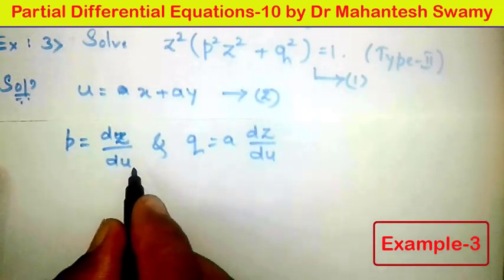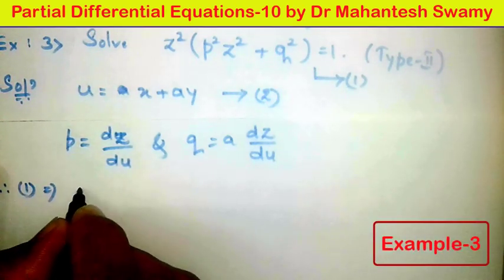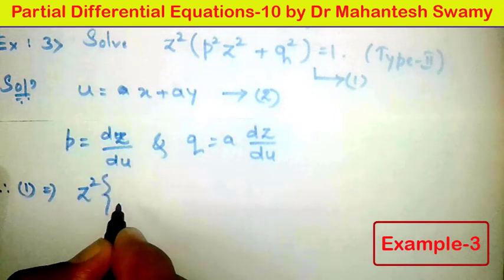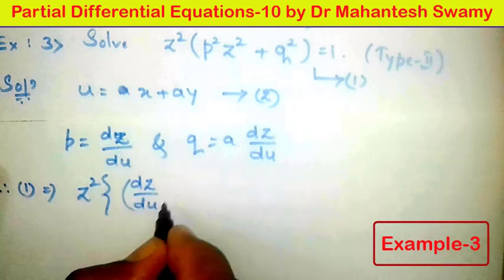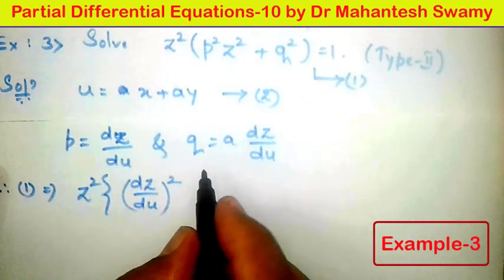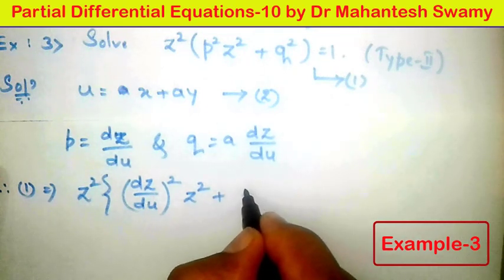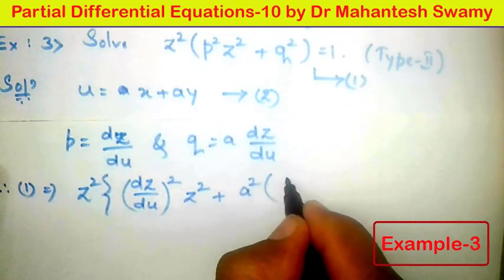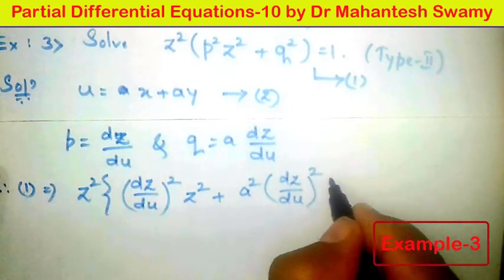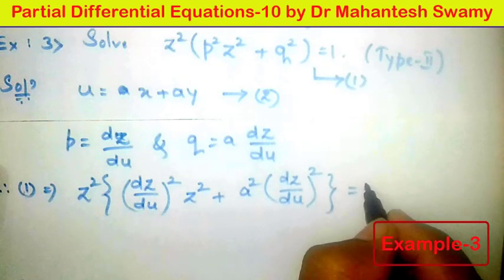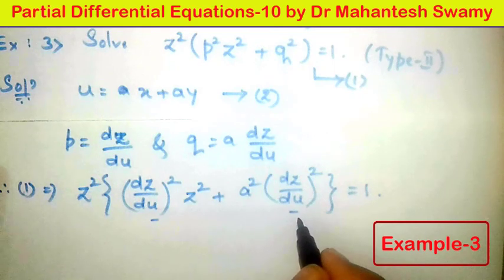Now if I substitute these values into equation number 1, then equation number 1 takes the form z square into the bracket, p value is dz by du whole square, its square is there, p square is there, into z square as it is, plus q square is a square into dz by du whole square. Let us write it down here on LHS, and on RHS it is simply 1. Now we have to simplify here by taking this quantity outside.